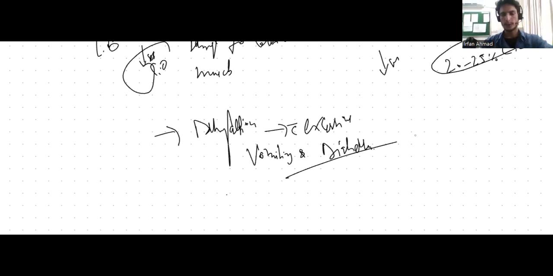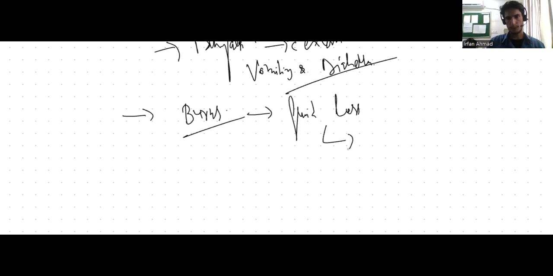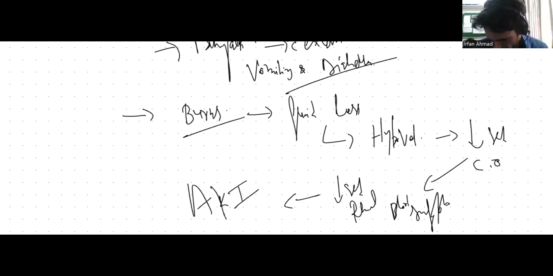Next, there is also another condition, burns. In burns there will be fluid loss because of tissue damage, which leads to hypovolemia, which further leads to decreased cardiac output, decreased renal blood supply, and further to acute kidney injury. So I hope you understand what pre-renal cause means.